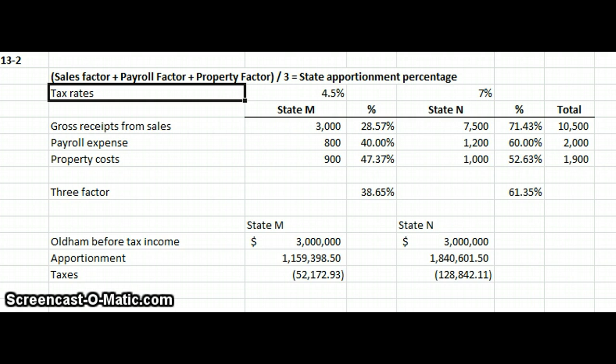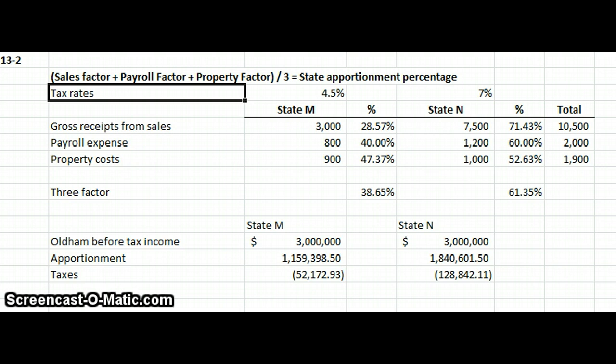UDITPA is the Uniform Division of Income for Tax Purposes Act, a measure of apportionment. It is calculated by taking our sales factor plus our payroll factor plus our property factor and dividing that by 3, so that's the average, giving me my state apportionment percentage. Then we take that rate times our income to get our income tax calculations here.